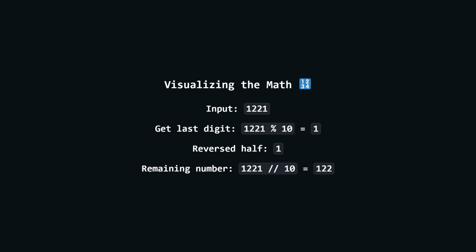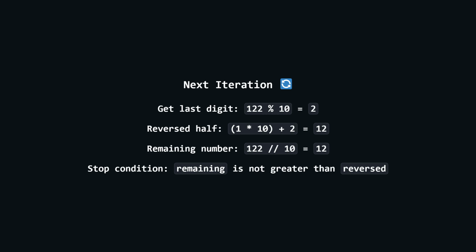We can extract the last digit using the modulo 10 operator to get 1. This becomes the start of our reversed half. Then we divide our original number by 10 to get 122. In the next step, we take the last digit of 122, which is 2. We add this to our reversed half, making it 12. The remaining part also becomes 12. Since our remaining part is no longer larger than our reversed part, we stop.